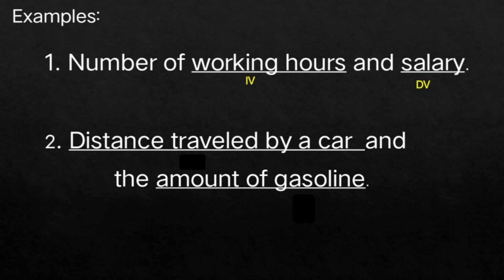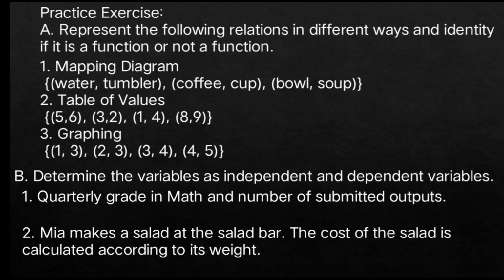And number 2, distance traveled by a car and the amount of gasoline. So here, the independent variable is the amount of gasoline and the dependent variable is the distance traveled by a car. And now, since you have learned about relations and functions and also the dependent and independent variable, here is your practice exercise.